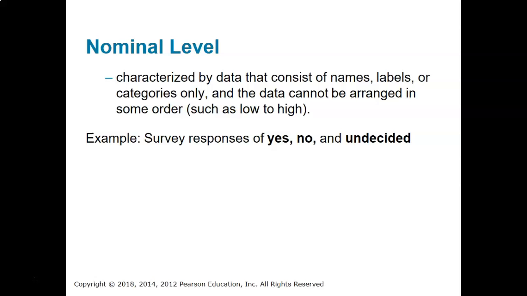It can't be arranged in some type of order, such as low to high. So for example, if we're talking about political preference, maybe Republicans, Democrats, Independents, we really can't arrange those in any order of being low to high. Or if we're looking at religious preference, Methodist versus Baptist versus Catholic, there's really no order to that, and so that would be nominal level data. Survey responses such as yes, no, and undecided would also be examples of nominal data.